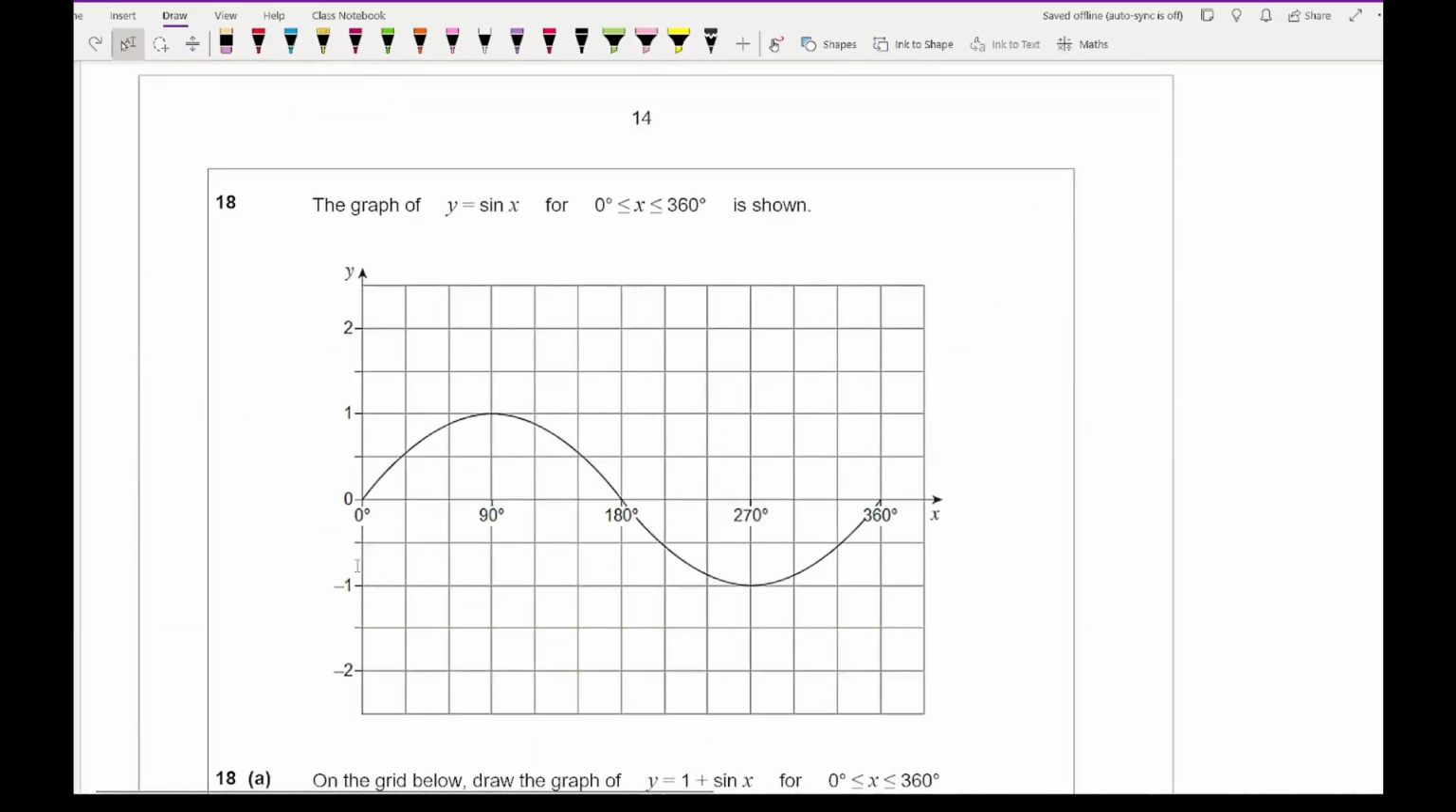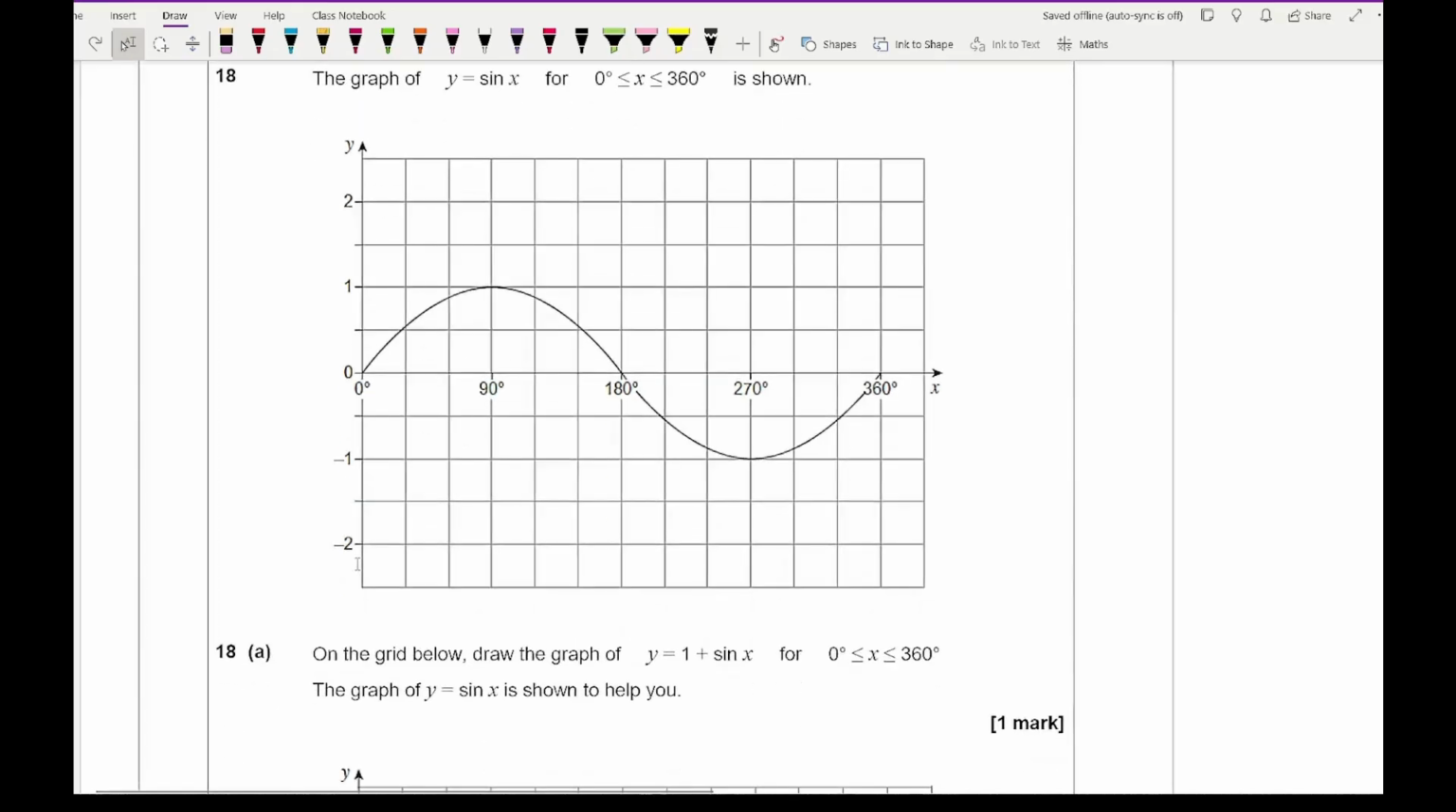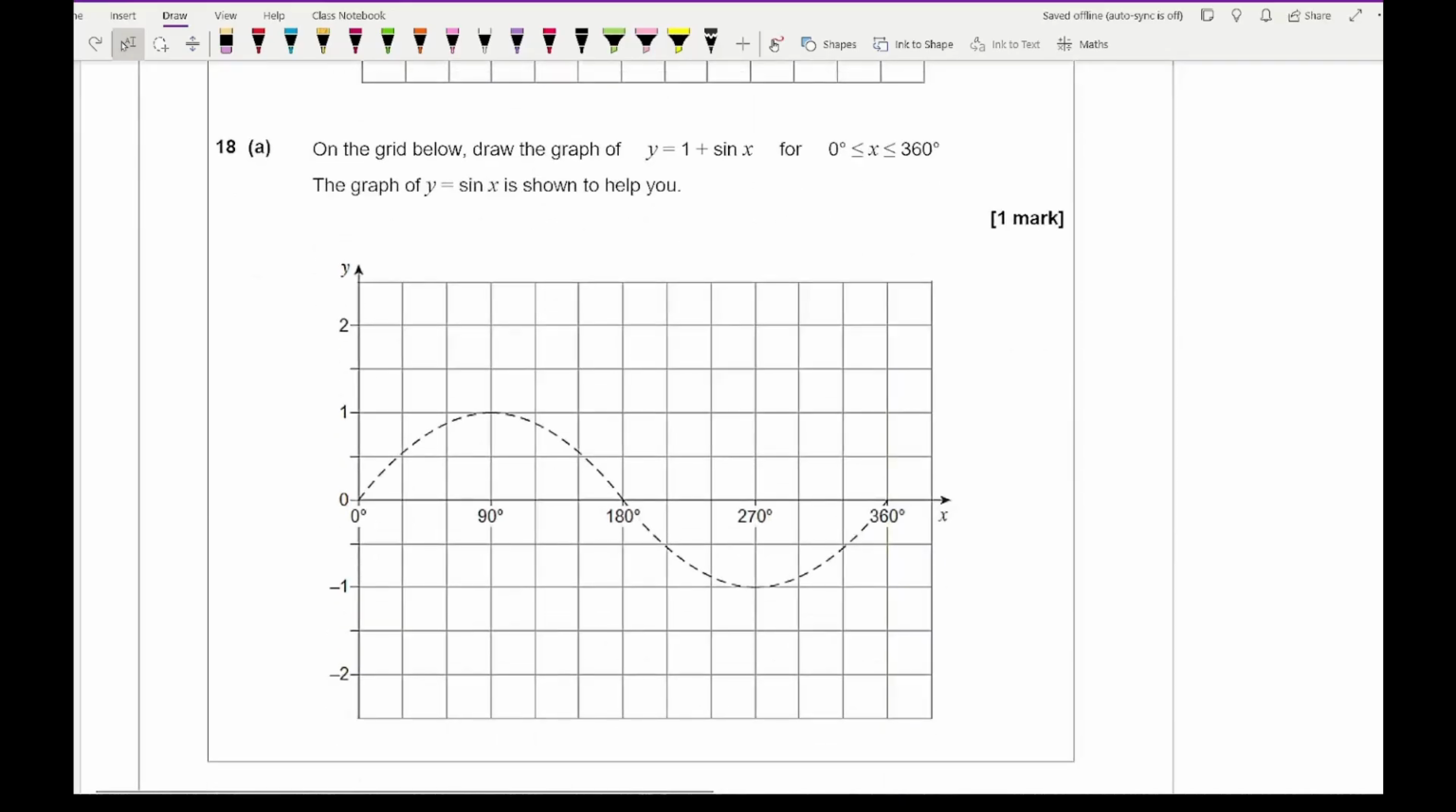Then moving on to question 18, it says the graph of y equals sine x for 0 to 360 is shown. On the grid below, draw the graph of 1 plus sine x, and it's giving me the original curve. So for this, I basically need to shift it up one place because I'm adding 1 to the function. So if I pick the key points on the sine curve, I'm going to shift those points 1 up. So it's now going to look like this, and all that's left for me to do is join those points up. Hopefully yours will be a lot more accurate than mine, but it should look something like that.